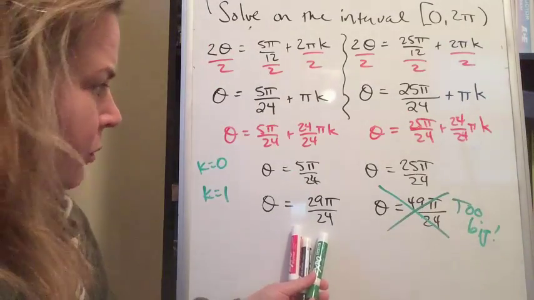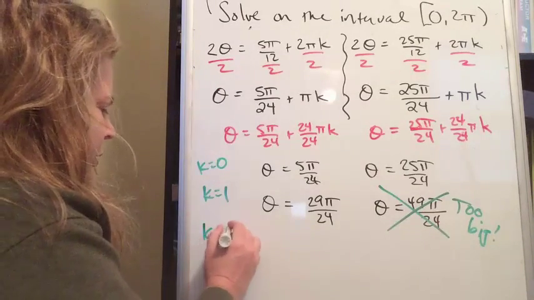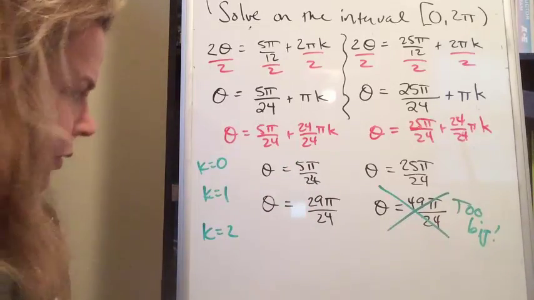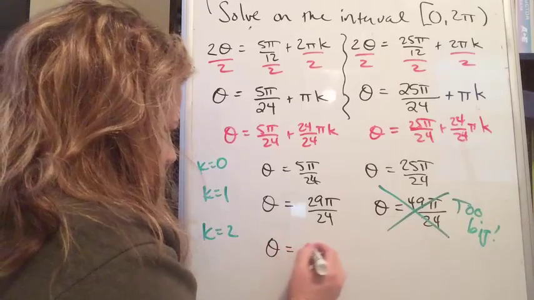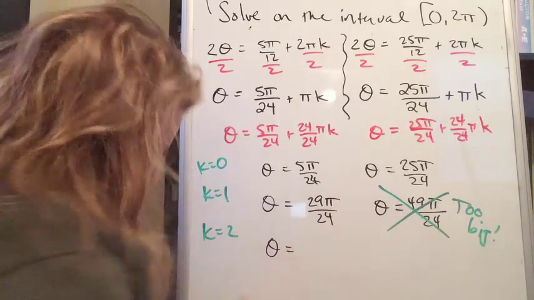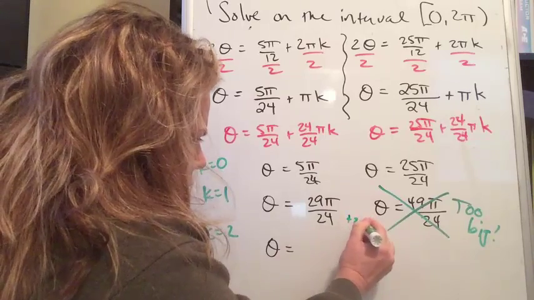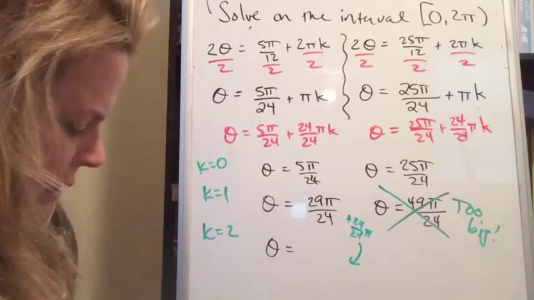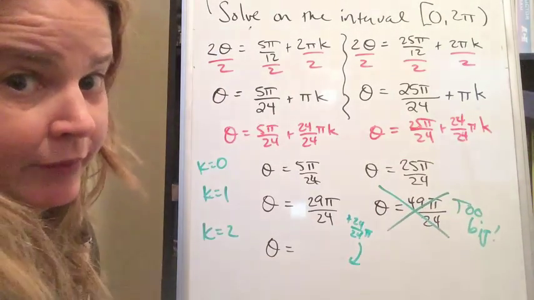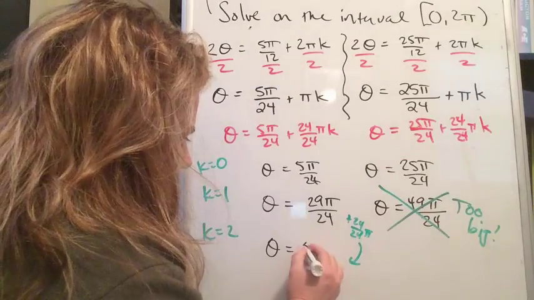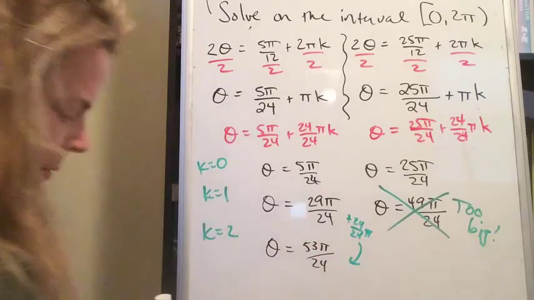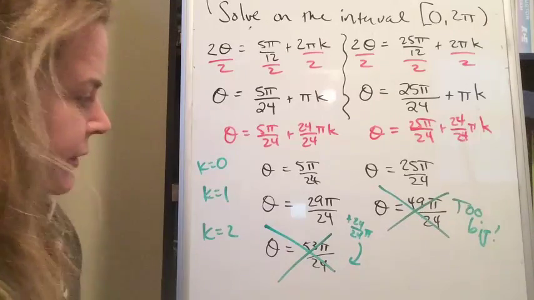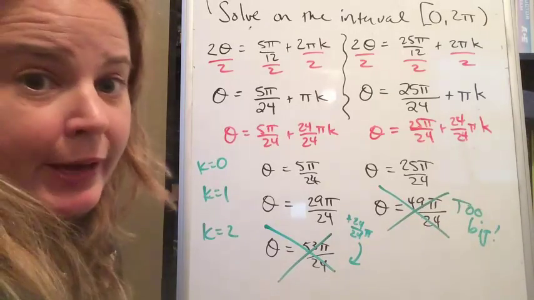Can we go any further with this one? Let's see, when k is 2, which would mean adding another 24 over 24 to the one we just got. So that would be 29 plus 24, which is 53 over 24, which is too big, so I don't even have to bother, but I'll write it down. Too big, because again, 2 pi in terms of 24s would be 48 over 24.